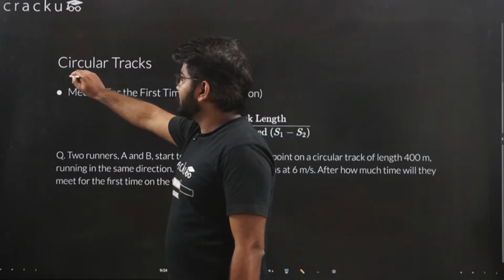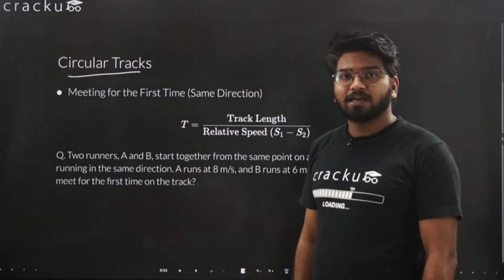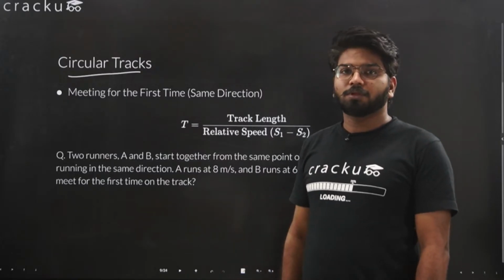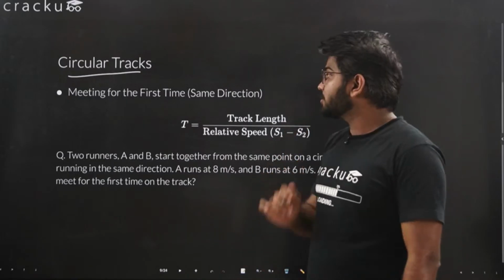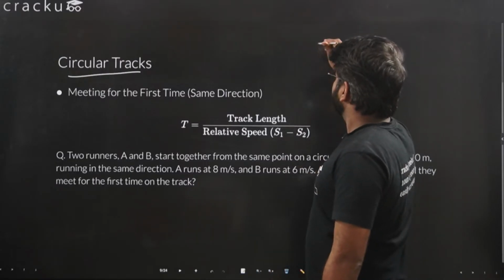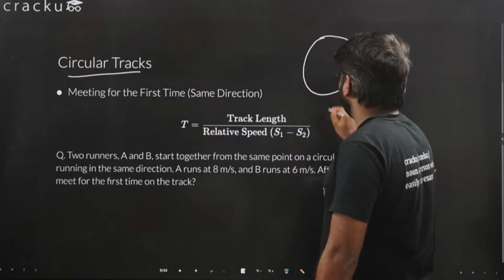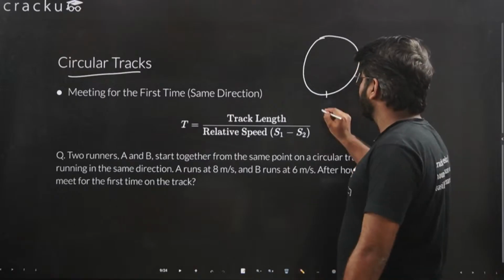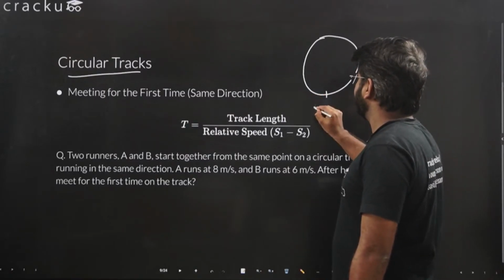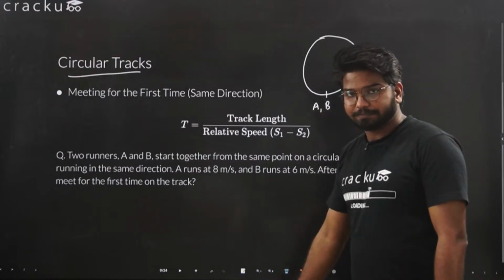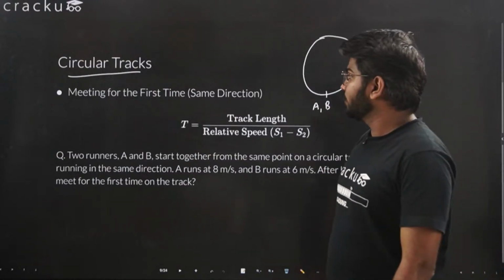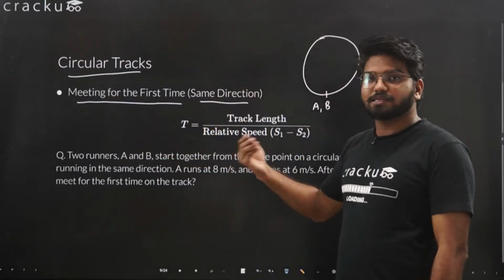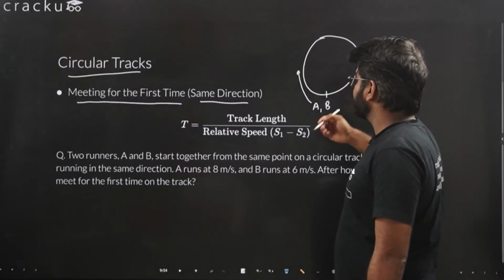First thing, we have circular tracks. Basically, if 2 or more people run on a track which is in the shape of a circle, the questions are asked based on this premise. Let's say we have this track, and this is the starting point, and from this place there are 2 persons, A and B, and they are moving. The premise here is meeting for the first time. They are moving in the same direction, both the persons.